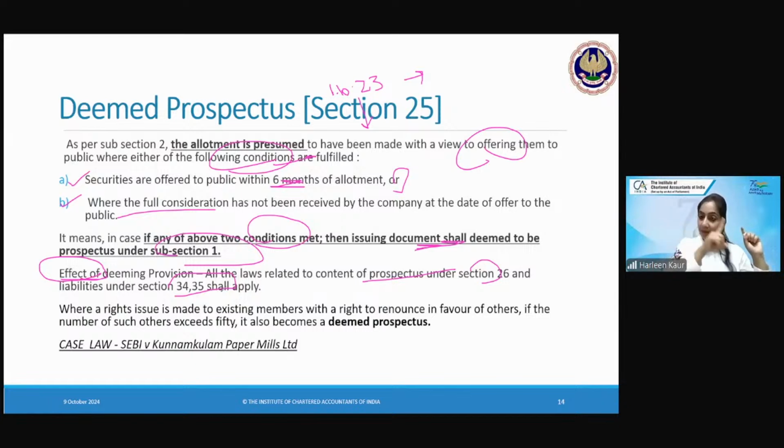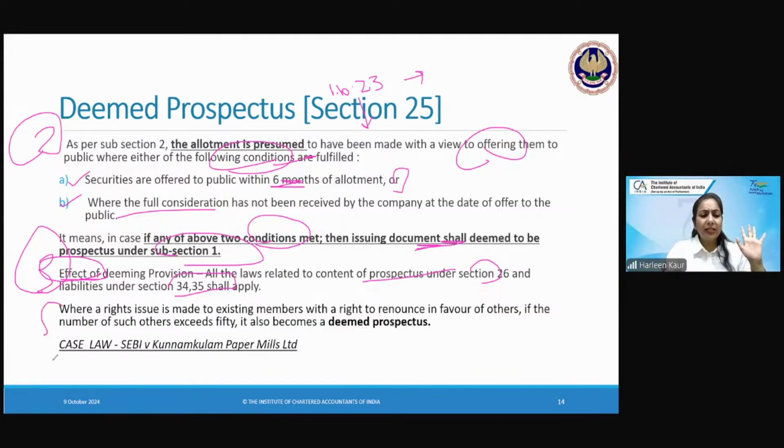Clear? Number 1, the point that we have done under subsection 1, that will be the first point. Those who are making notes side by side, subsection 2 point will be your point number 2 for the notes. Effect of prospectus will be your point number 3, that now it becomes a deemed prospectus. Section 26 and 34, 35 become applicable.